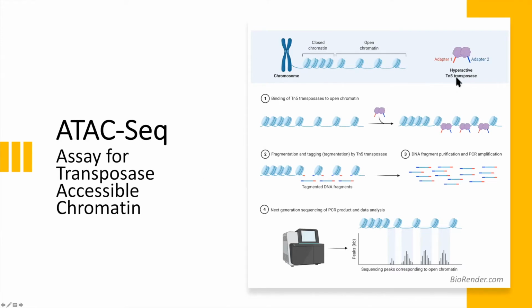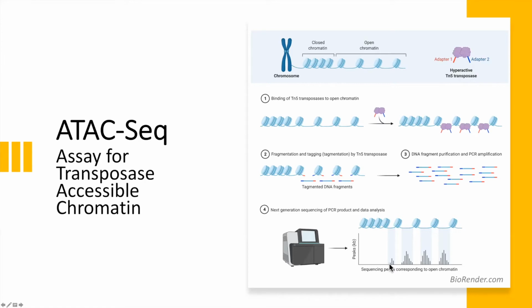So the key to this is this hyperactive Tn5 transposase that has two adapters linked to it. So if there's an open region of chromatin, this Tn5 transposase will bind to it and cut those open regions. And these adapters have, again, primer sequences that are known that we can use to amplify these products, purify them, and then again, do the next generation sequencing.